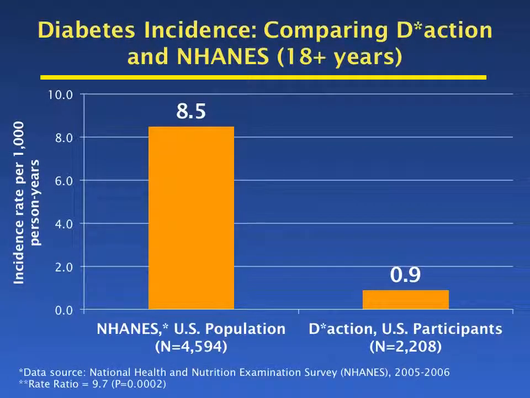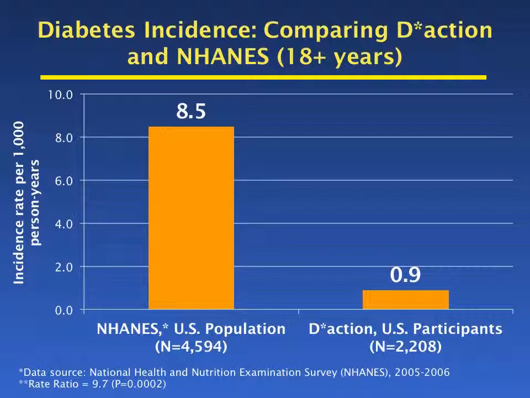This graph compares diabetes incidence in the D-action and NHANES study populations. Incidence is the number of new diabetes cases among participants who are considered at risk, which are participants who do not already have diabetes. Among D-action participants residing in the United States, the incident rate for diabetes was 0.9 per 1,000 person-years. And among NHANES participants, the incident rate was 8.5 per 1,000 person-years.